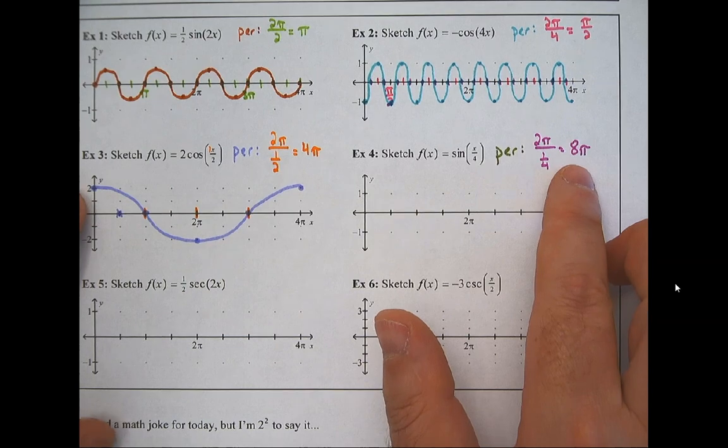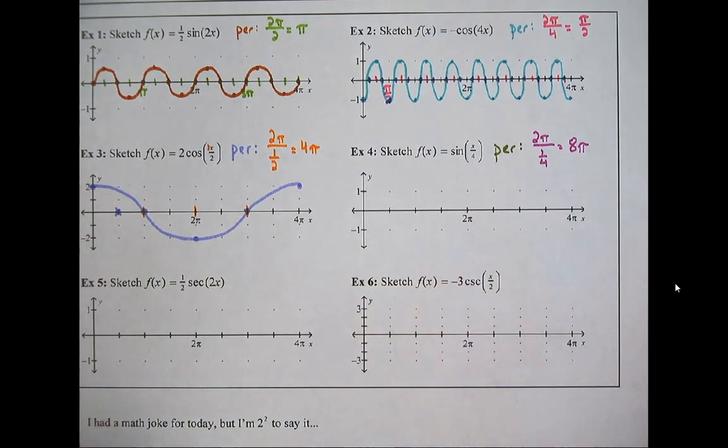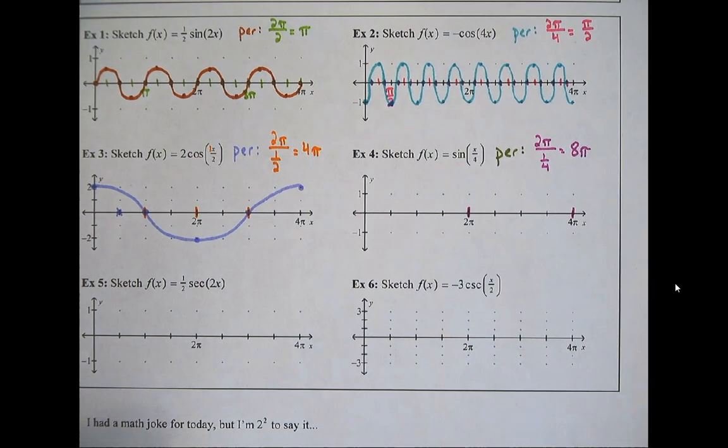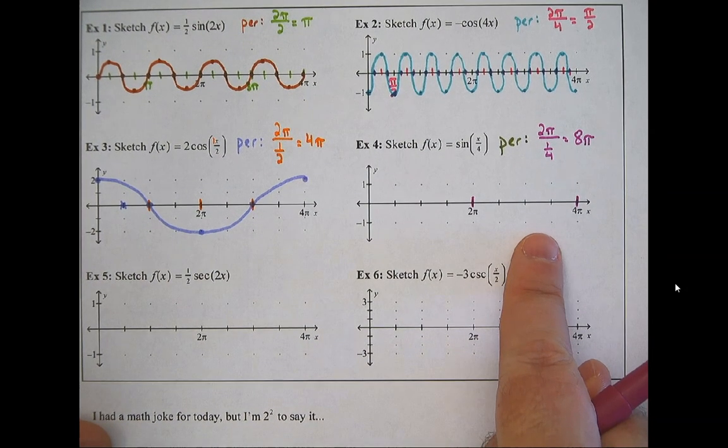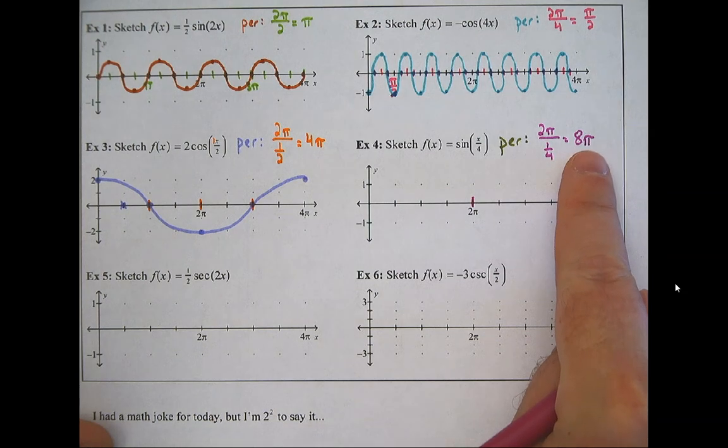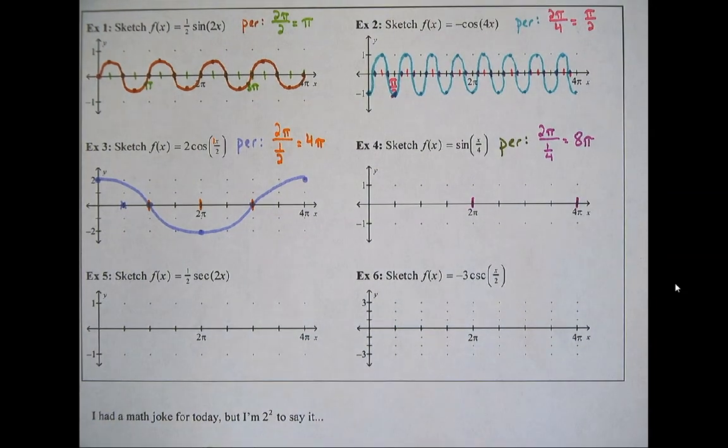So for me to get to 8 pi, I would need to divide that into 4 equal sections. So how big would a section be? 2 pi to 4 pi, and then that's going to be the end of my graph. So I'm not even going to have enough room on this grid to be able to get to 8 pi. I'm not going to be able to get one full cycle in. That's okay. That's our stretch factor.